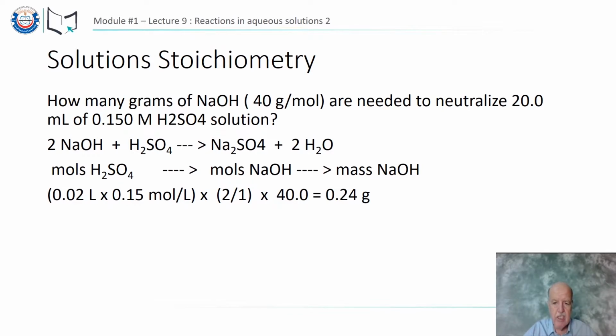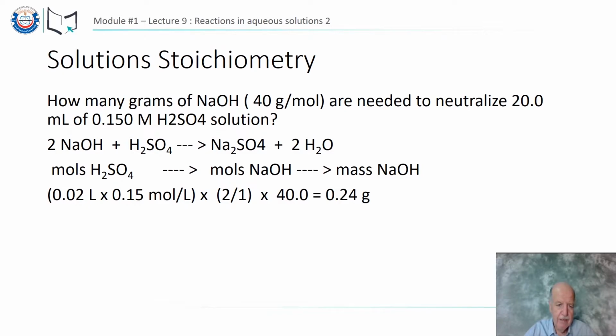A neutralization reaction is an acid-base reaction. Base and acid give me salt and water. The same thing: moles, moles, masses. But how much? Here the moles come from a solution. It's not mass over molar mass. It is volume multiplied by molarity.